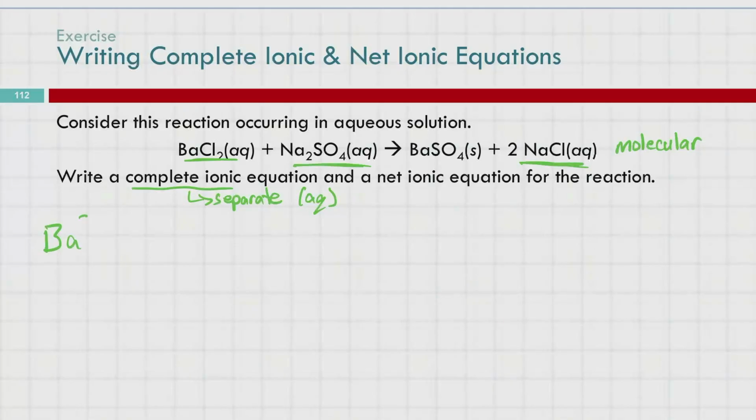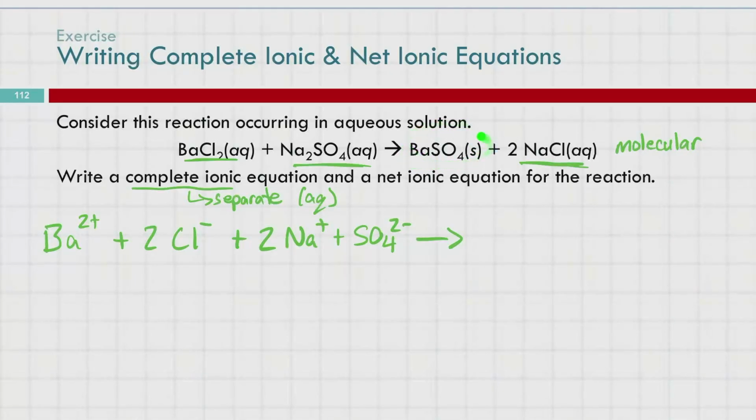So barium chloride separates to Ba2+ and 2Cl-. We've got a subscript of 2 on the Cl, and so we put a coefficient of 2 in front of the Cl-. And then from our Na2SO4, we've got 2 sodiums, each with a 1+ charge. We've got 1 sulfate with a 2- charge. You might see these often represented with AQ behind every single one of them. I don't want to write it out. So those are 2 things that have AQ behind them.